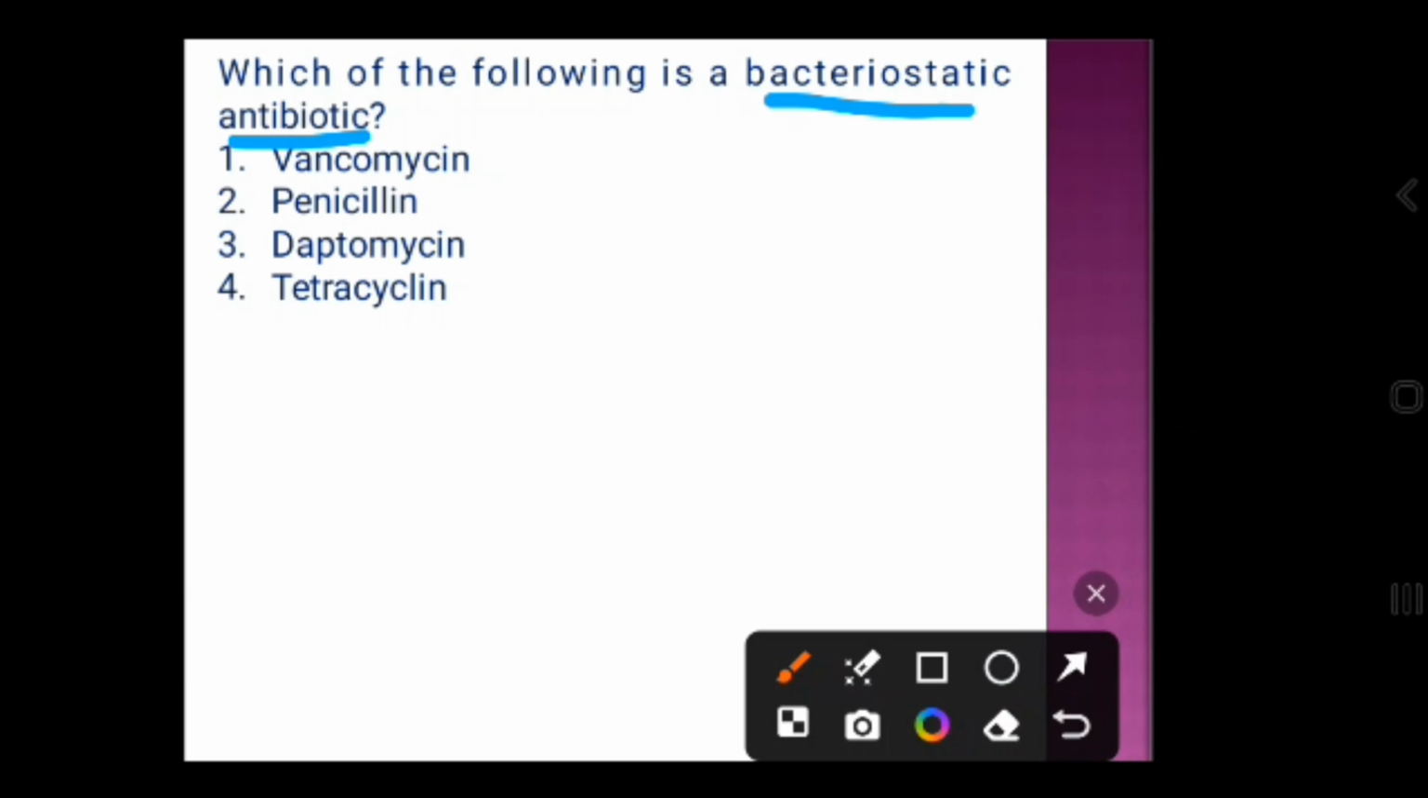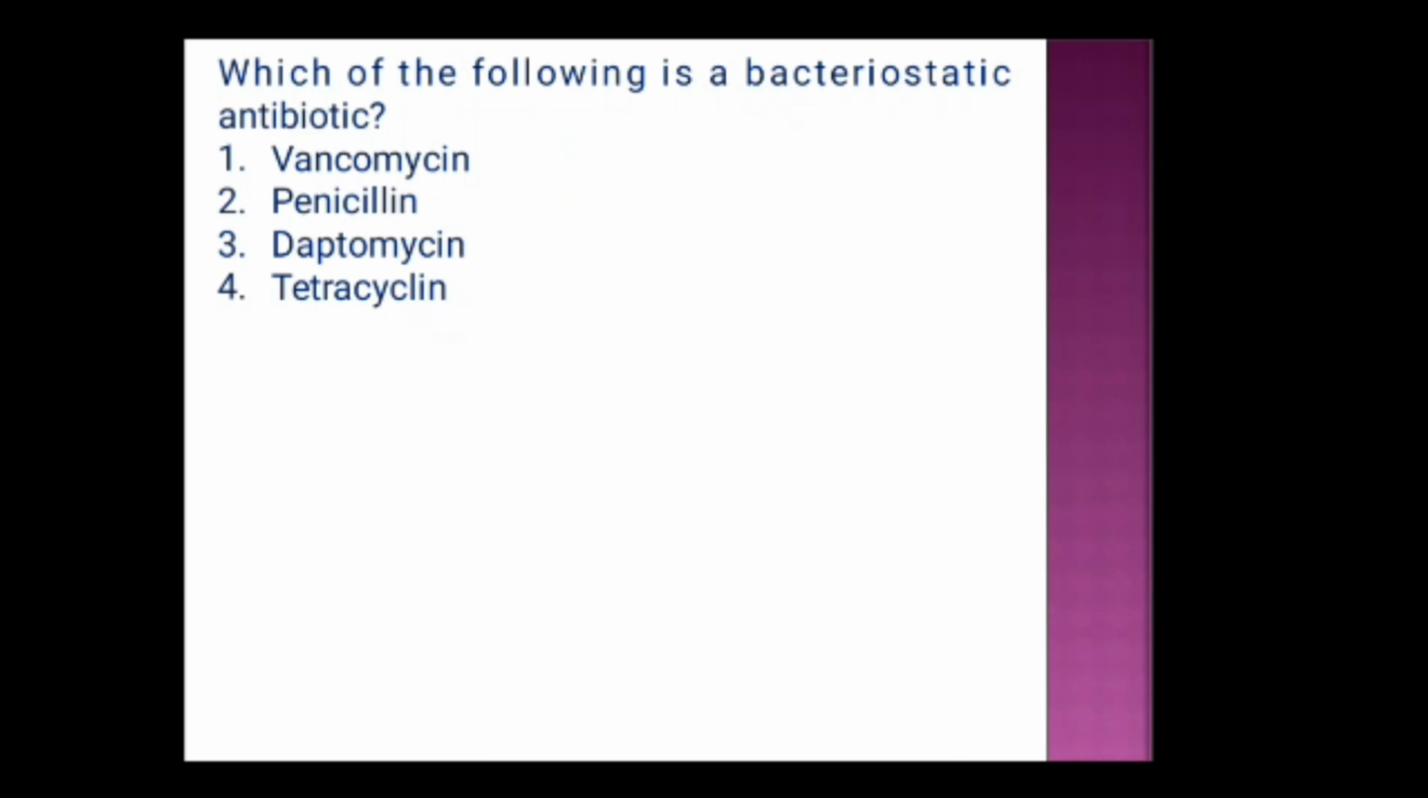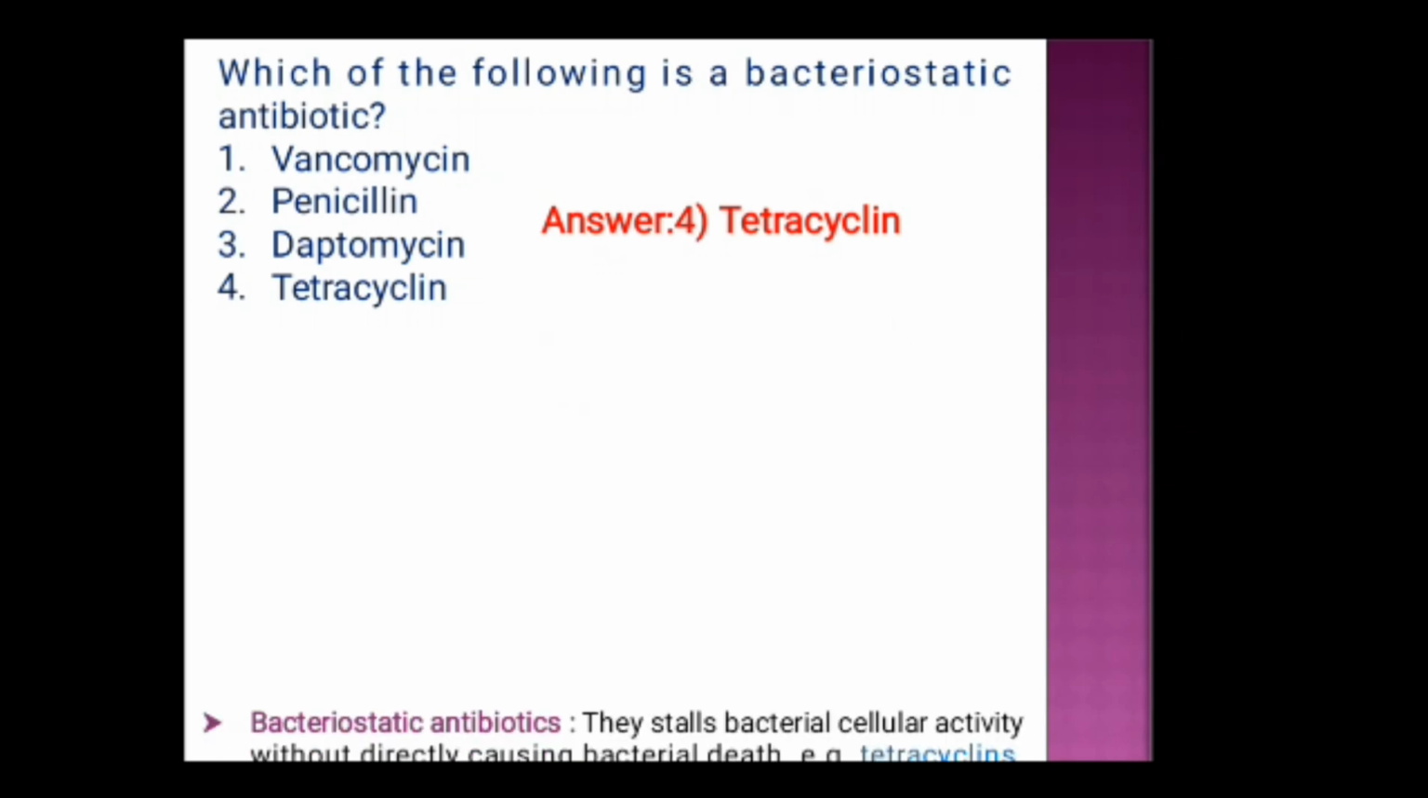Here option 1 is vancomycin. This is not correct because it is a bactericidal antibiotic. Now the bactericidal antibiotics are those that kill the bacteria. So vancomycin is not a bacteriostatic antibiotic. Next is penicillin. It is not a bacteriostatic antibiotic because it also kills the bacteria. And option 3 is streptomycin. This streptomycin also kills the bacteria. So vancomycin, penicillin, streptomycin, these 3 are bactericidal antibiotics. Last option is tetracycline. This tetracycline is a bacteriostatic antibiotic because it stalls the cellular activity of bacteria rather than killing the bacteria. So the answer will be option 4, that is tetracycline.